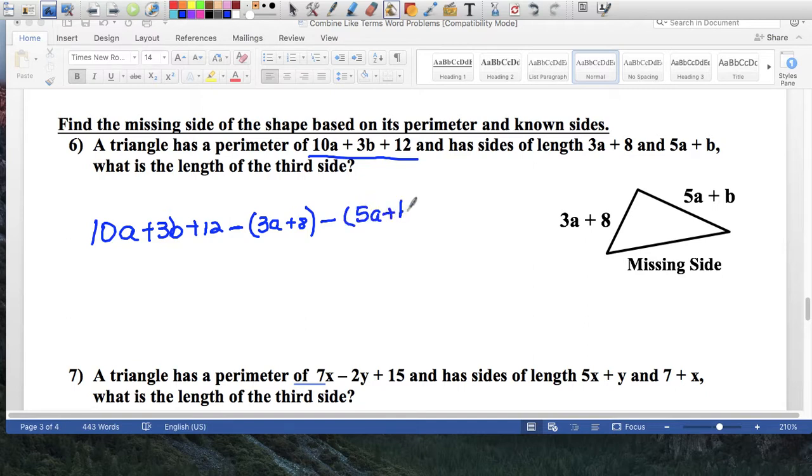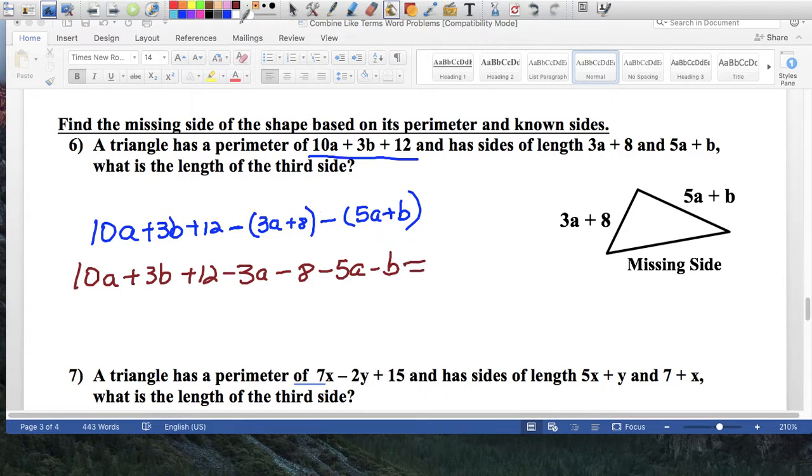And again, in parentheses, because the whole thing represents that side. So now it's just a matter of 10a plus 3b plus 12. Again, we're going to remove the parentheses and notice how it's going to change the signs of our terms inside. So that's going to become minus 3a minus 8. And that's going to become minus 5a minus b, because it comes out negative.